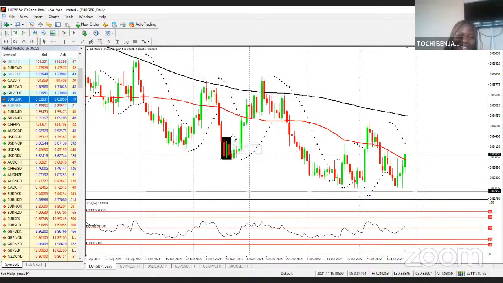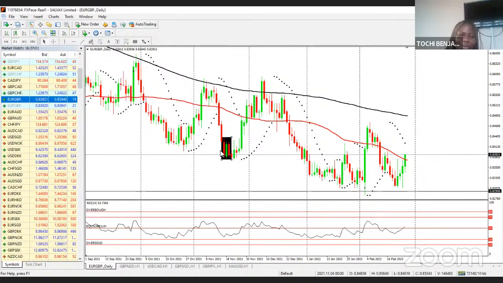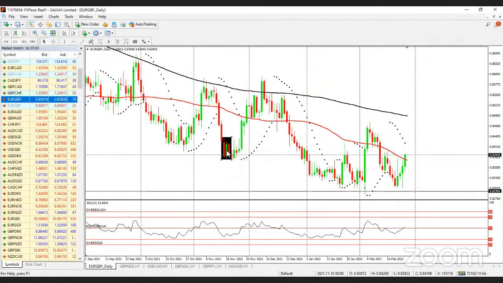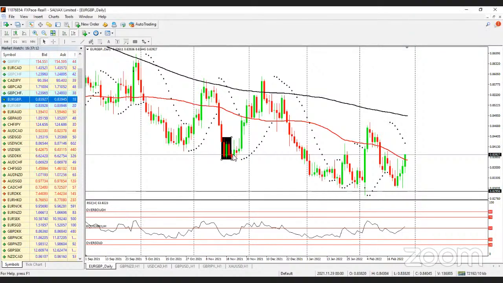This is a sandwich, not a tweezer. This is a sandwich. You can see it. After it came back to this support, this happened the first day, the second day, which is the bullish middle candlestick, then the third day, bearish, and all of that.